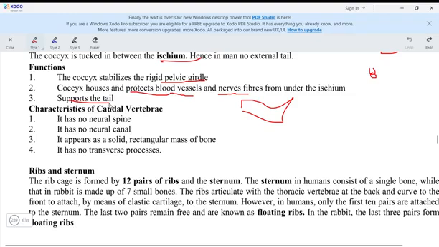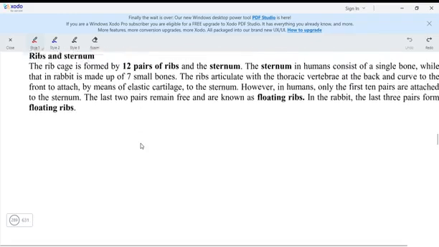So what are the characteristics of caudal vertebra? There is no neural spine. Remember, it is the tailbone, so no pointing projection. It has no neural canal, like a big circle where the spinal cord can pass. It appears as a solid, rectangular mass of bone, with no transverse process. So most of the things the other vertebral columns have, this one does not have.